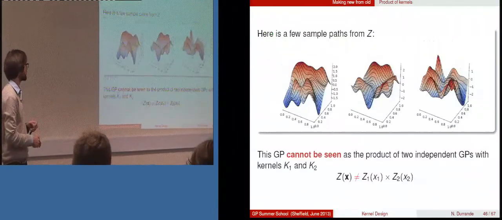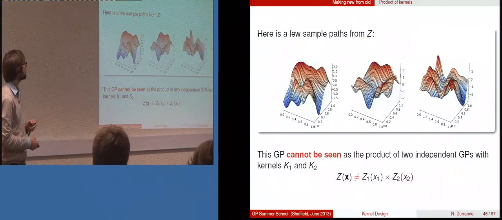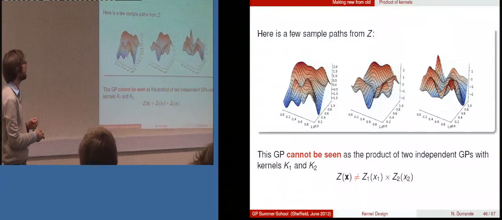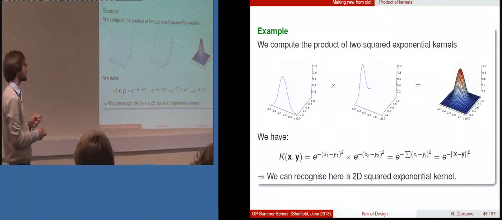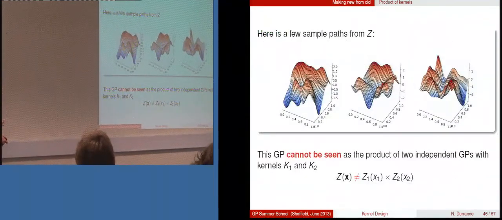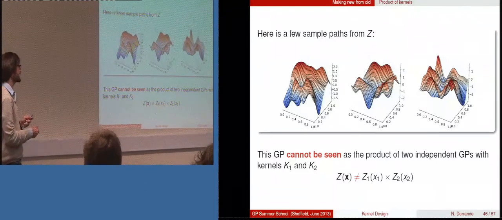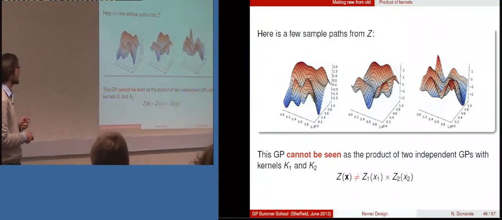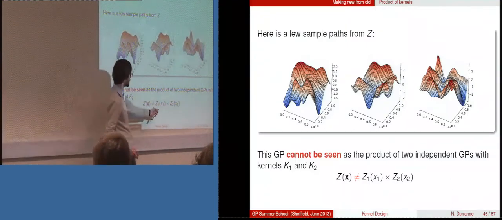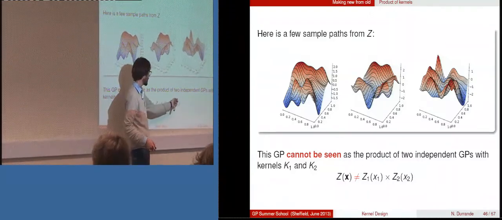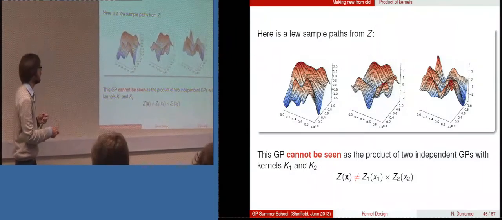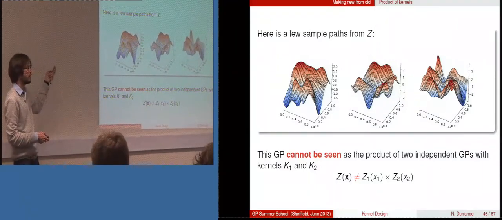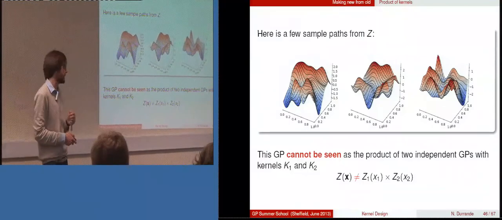No? Good. So that's a sample path from a product of kernels, which is just a sample path from a usual 2-dimensional Gaussian kernel. The thing here is that the Gaussian process cannot be seen as the product of 2 independent GPs with kernels K1 and K2, because if these 2 are Gaussian processes and you multiply them together, you do not end up with a Gaussian process anymore. You end up with a non-Gaussian process that will have the same covariance, but not the same higher moments.